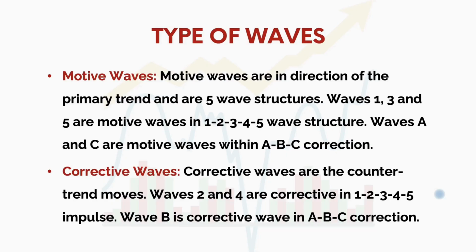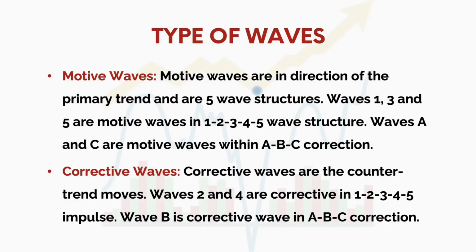So we have two different kinds of waves in Elliott waves. The first one is motive waves and the second one is corrective waves. Motive waves are in the direction of the primary trend and they are 5-wave structures. So for example, if the primary trend is up, then it will form a 1, 2, 3, 4, 5-wave structure on the upside. And in that structure, waves 1, 3 and 5, which are in the direction of the primary trend, are motive waves.